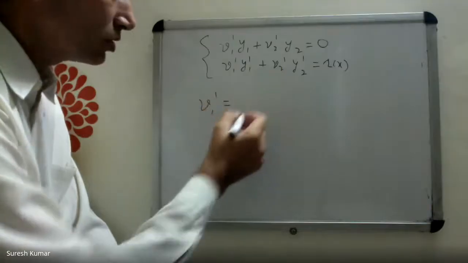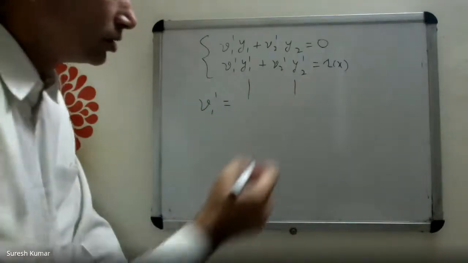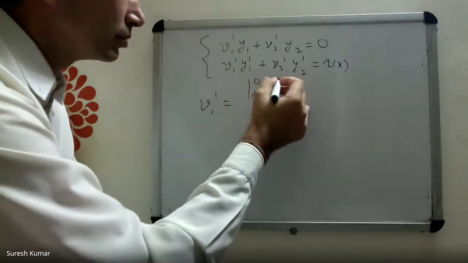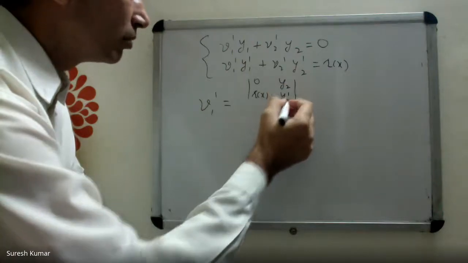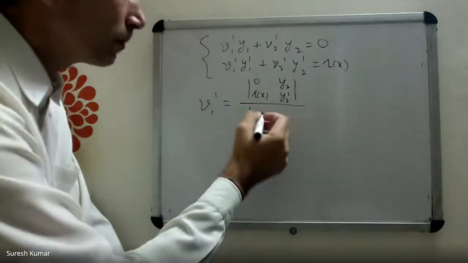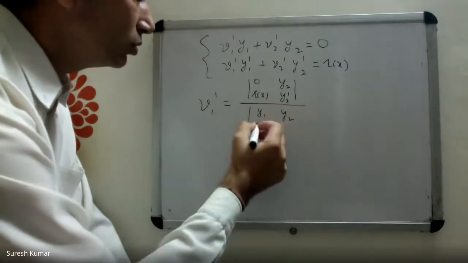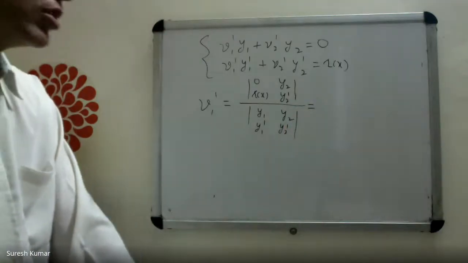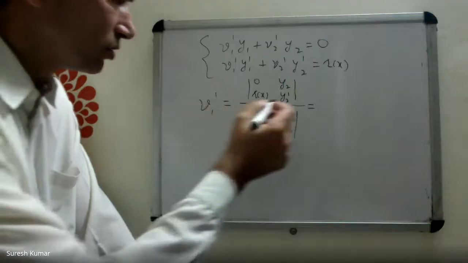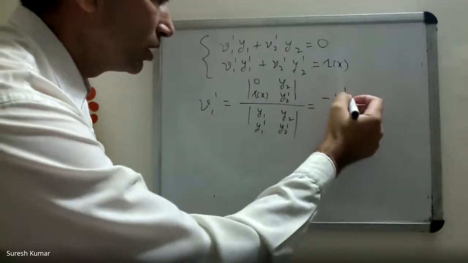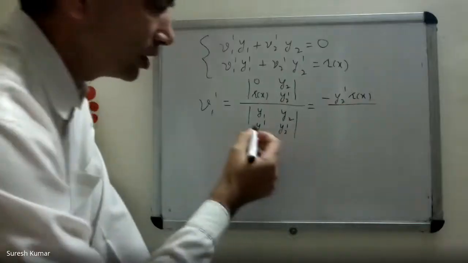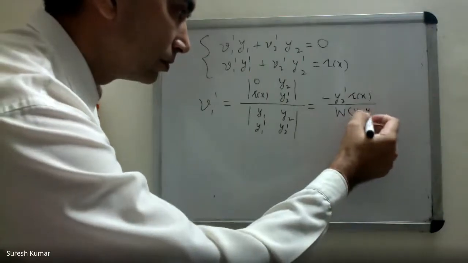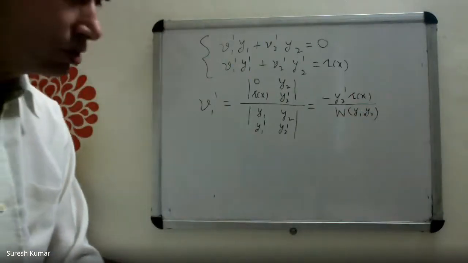Let's use a very fast method. Determinant of 0 rx, y2 prime, divided by determinant of y1 y1 prime y2 prime. What is v1 prime for this? From this further, minus y2 prime rx over, look at this determinant. It is Wronskian of y1 y2, isn't it? It is Wronskian of y1 y2.